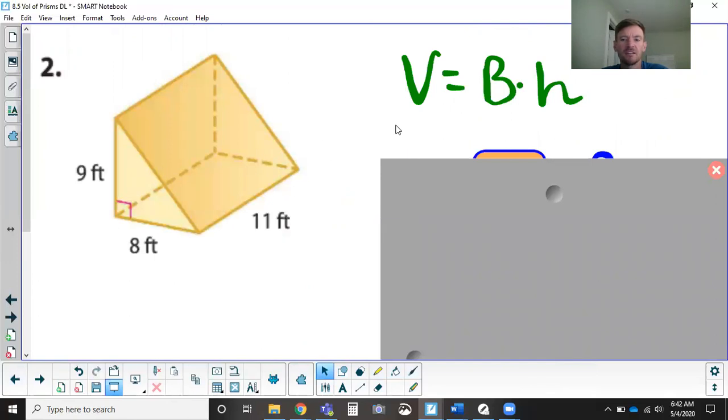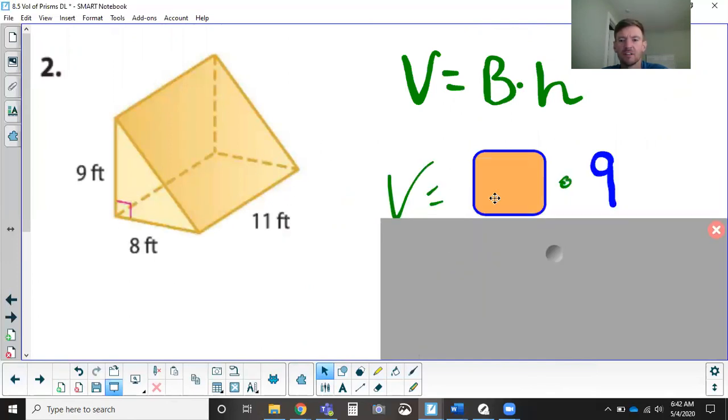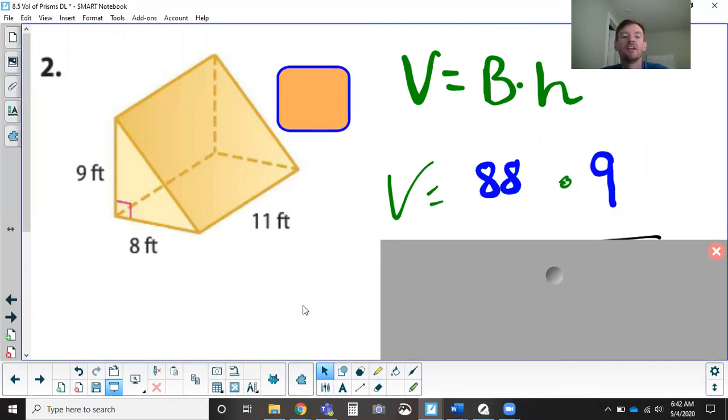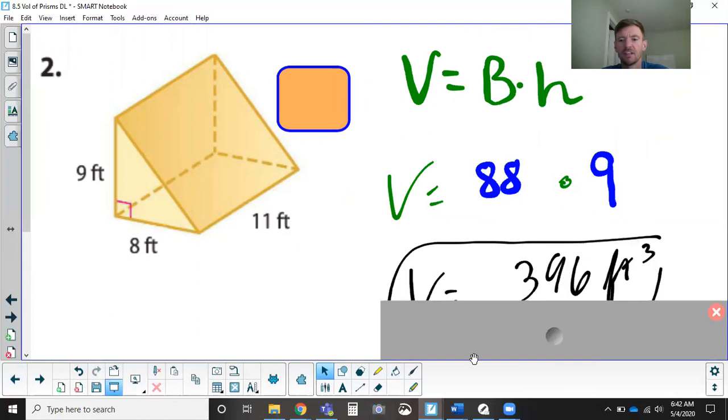Big B times the height: 8 times 11 gives me 88, times the height of 9, divided by 2, to get an answer of 396.